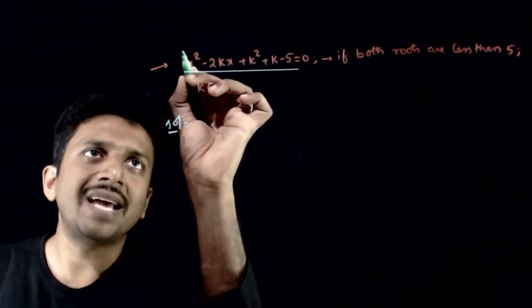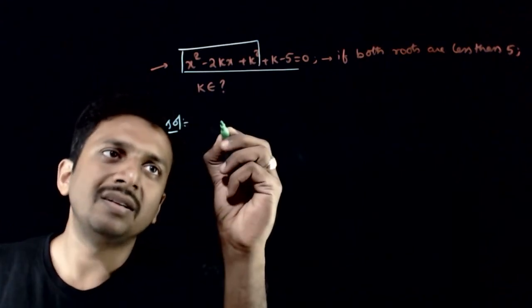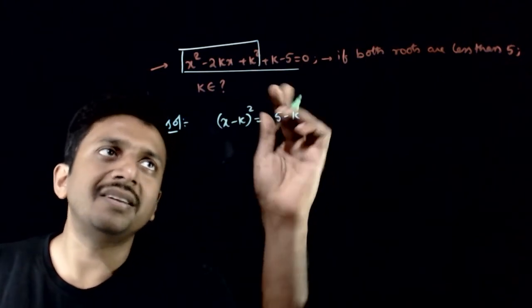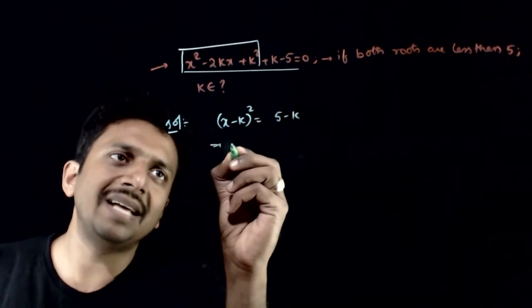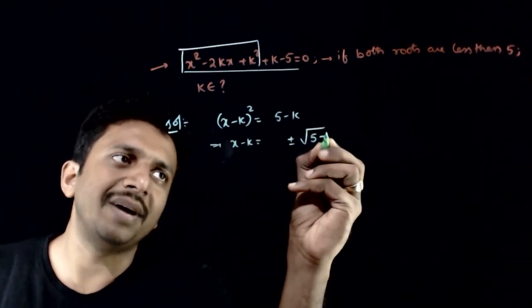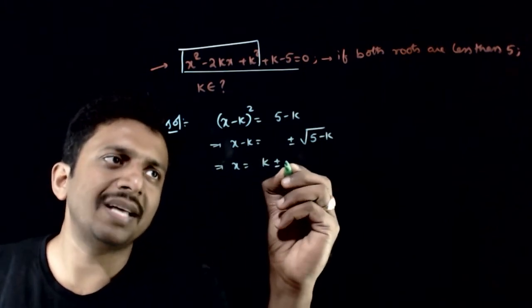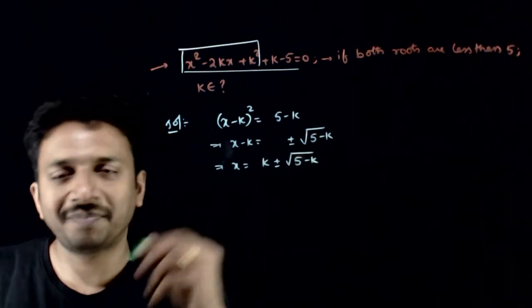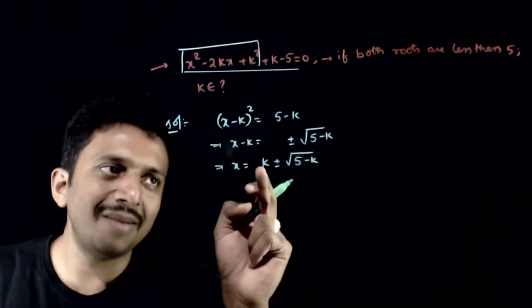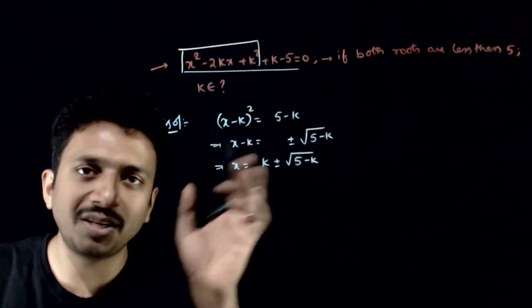So here x² − 2kx + k² looks like (x − k)². So (x − k)² = 5 − k, right? This implies x − k should be equal to ± root of 5 − k. So x = k ± root of 5 − k. So these are the two roots of this equation, that is k + root of 5 − k and k − root of 5 − k.